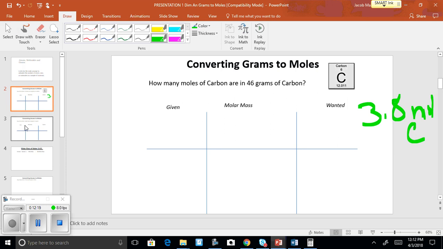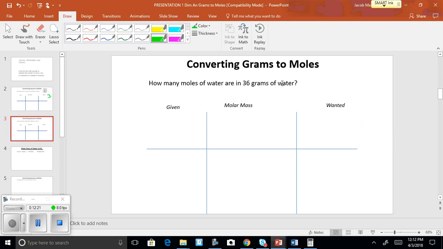What we're going to do right now in the next video is we're going to look at molecules, okay? In this case, we're trying to figure out how many moles are in 36 grams of water, okay? And we know that water is H2O. Okay, so how do you work out these problems for molecules? Okay, so we'll talk about that in the next video.